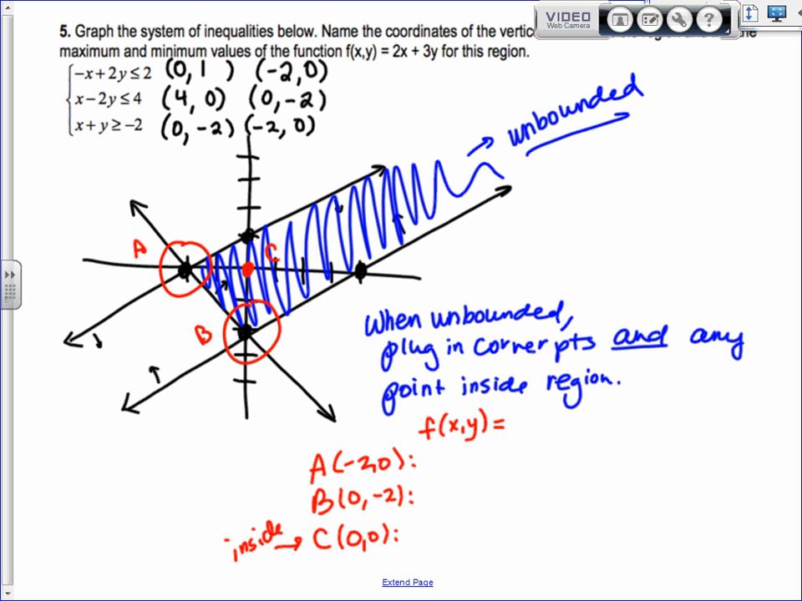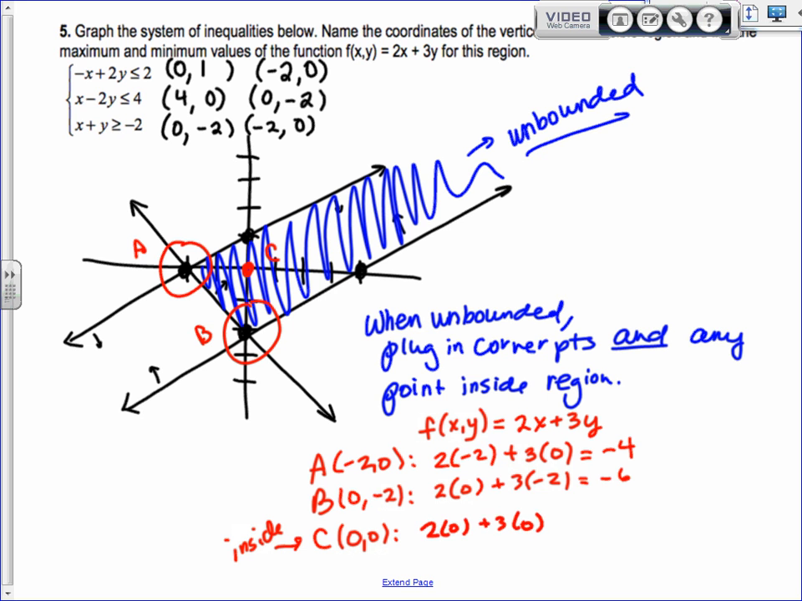And don't be worried about f of x comma y. It's just saying your function has x values and y values in it. 2x plus 3y. So if I plug in -2, I get 2 times -2 plus 3 times 0 for y, so I get -4. If I plug in 0 for x and -2 for y, I get 2 times 0 plus 3 times -2. I get -6. All right, and if I plug in 0, 0, I get 2 times 0 plus 3 times 0, so I get 0. All right, and I asked you to find the maximum and minimum values in this case.